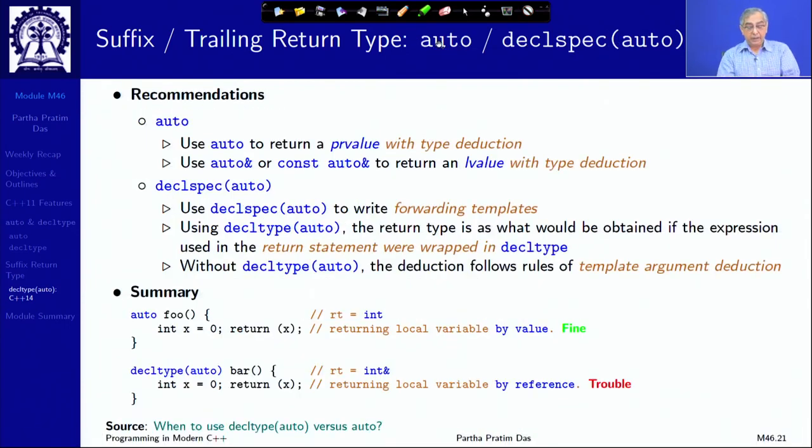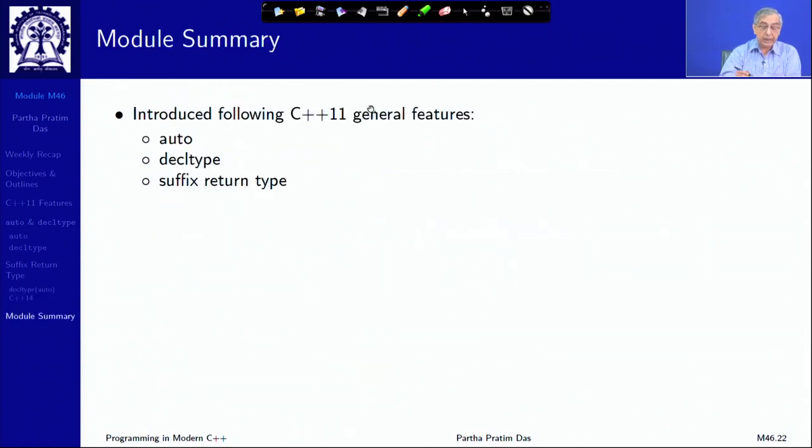Here are some common recommendations that I have put, you can go through that. And so, this brings us to the end of this module, and we have introduced three general C++ features: auto, decltype and suffix return type.